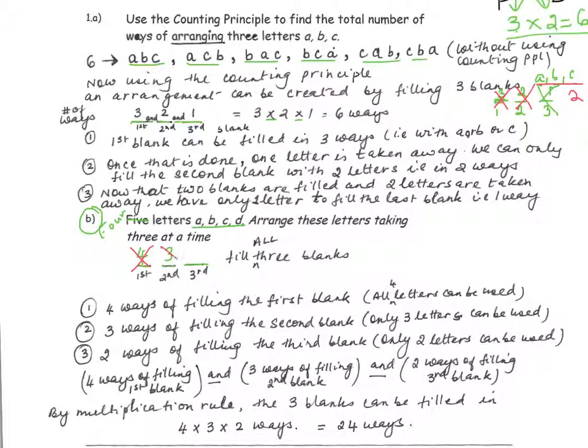Once that is done, we have filled the second blank. Now we are left with 4 minus 2 letters, which is 2 letters. We can fill the third blank with 2 letters. And after filling the third blank, our task is complete. So the first blank can be filled in 4 ways, the second blank in 3 ways, and the third blank in 2 ways. So the total number of ways of filling all 3 blanks is 24 ways.